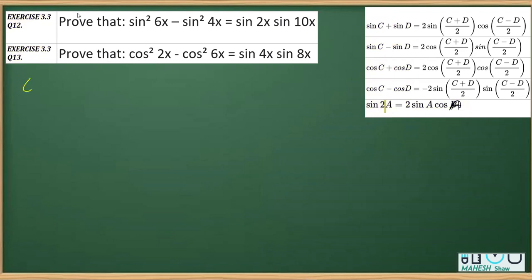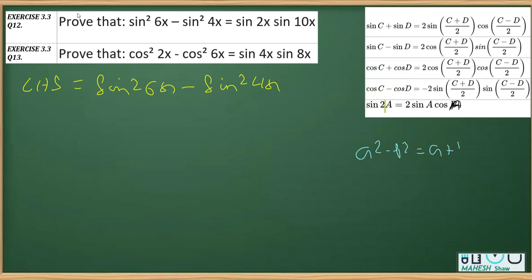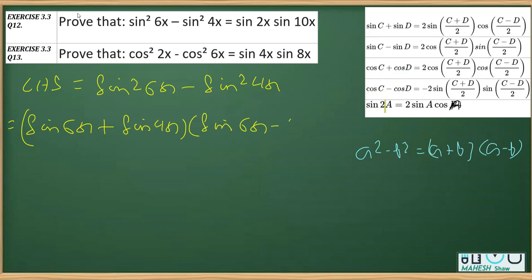So we have the LHS. LHS is equal to sin square 6x minus sin square 4x. First, I'm going to apply this algebraic identity, a square minus b square is a plus b multiplied by a minus b. If I apply this here, what we get is sin 6x plus 4x, so a plus b, and then a minus b.